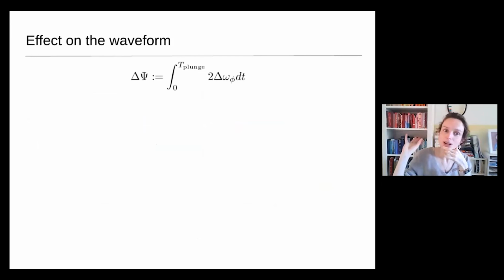And if we now look at the effect on the waveform, we again will conclude that these things are important.